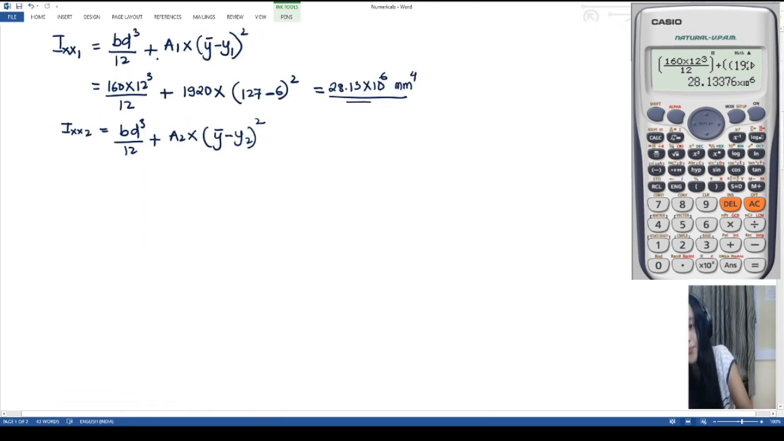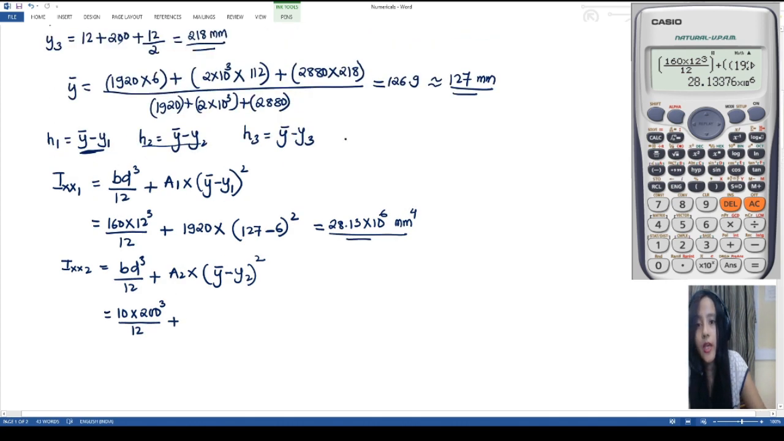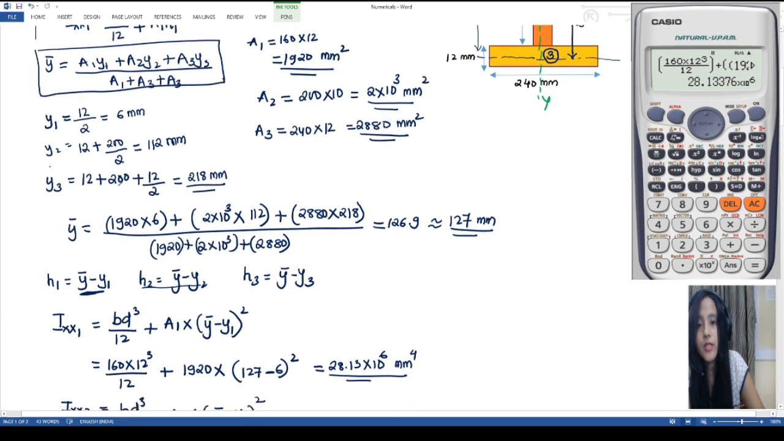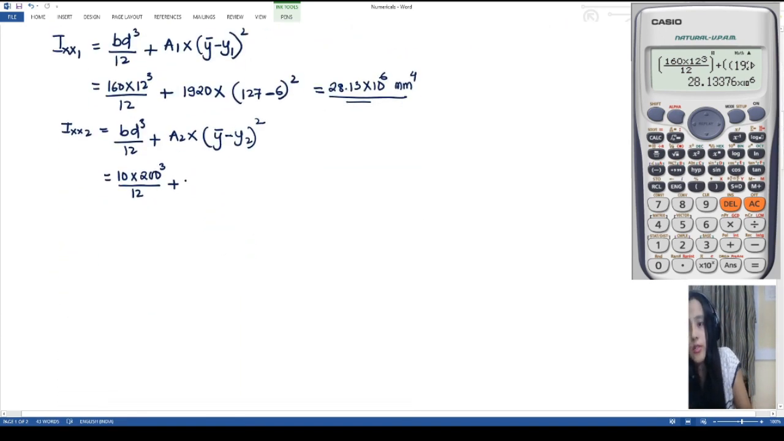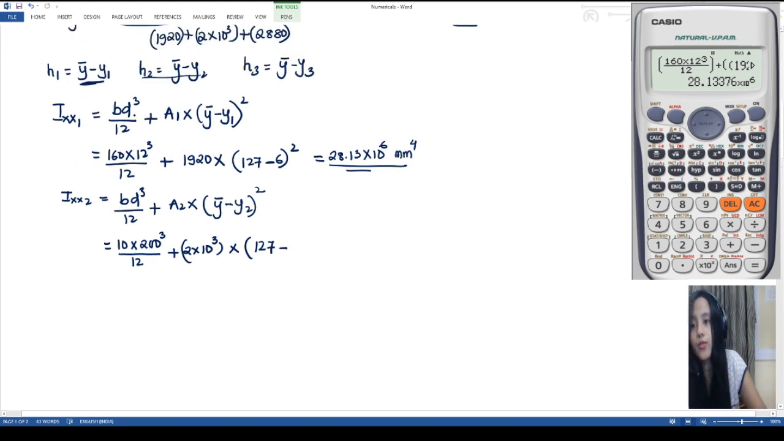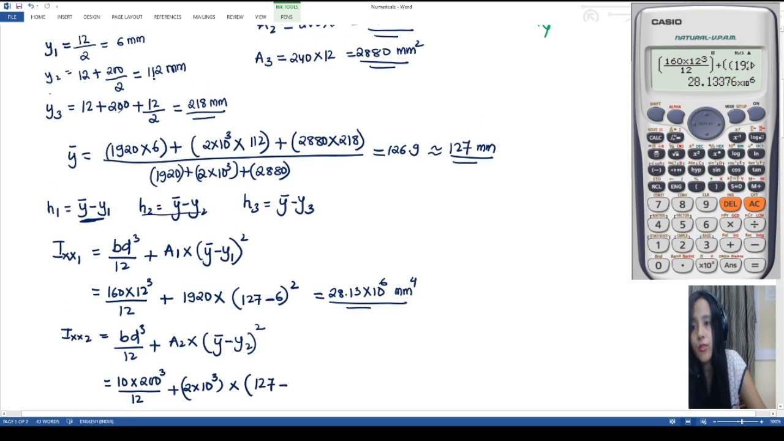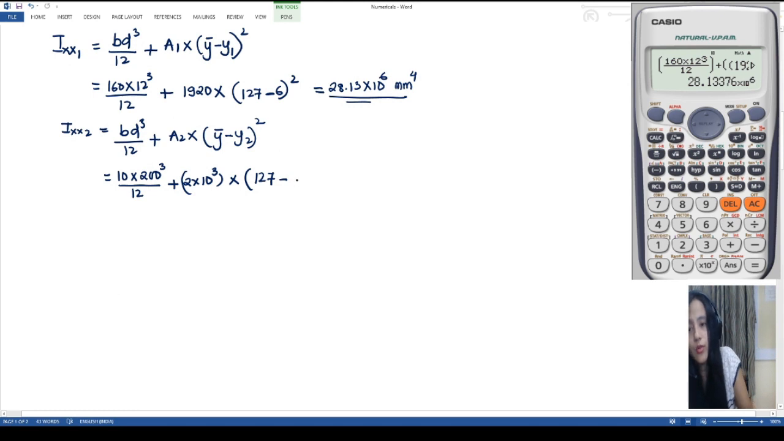So my B here is equal to 10 and its depth is 200 cube by 12 plus A2, which was 2 into 10 raised to power 3, into y bar, which was 127, minus y2, which was 112, the whole square. So let us solve this. Let's see how much we get again.